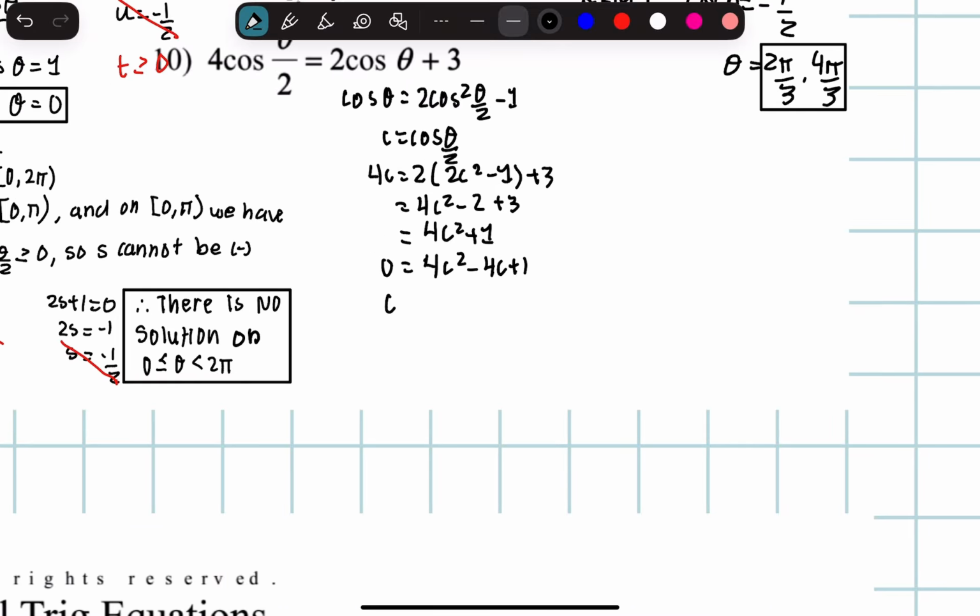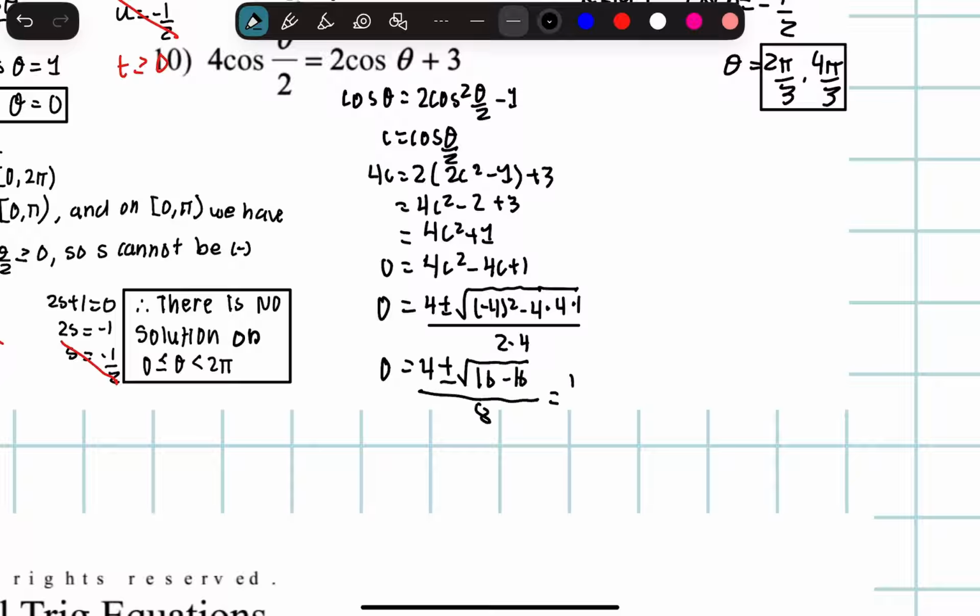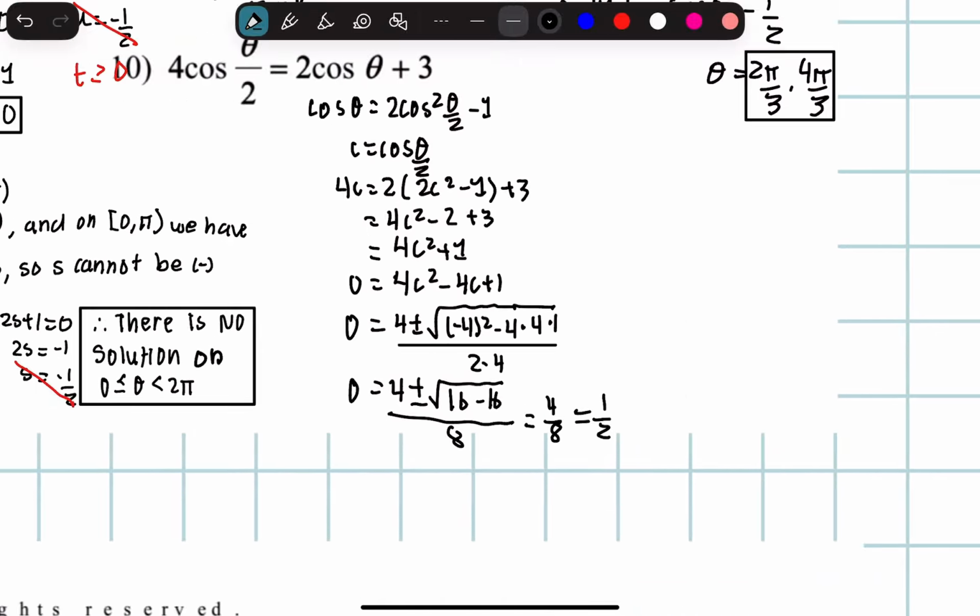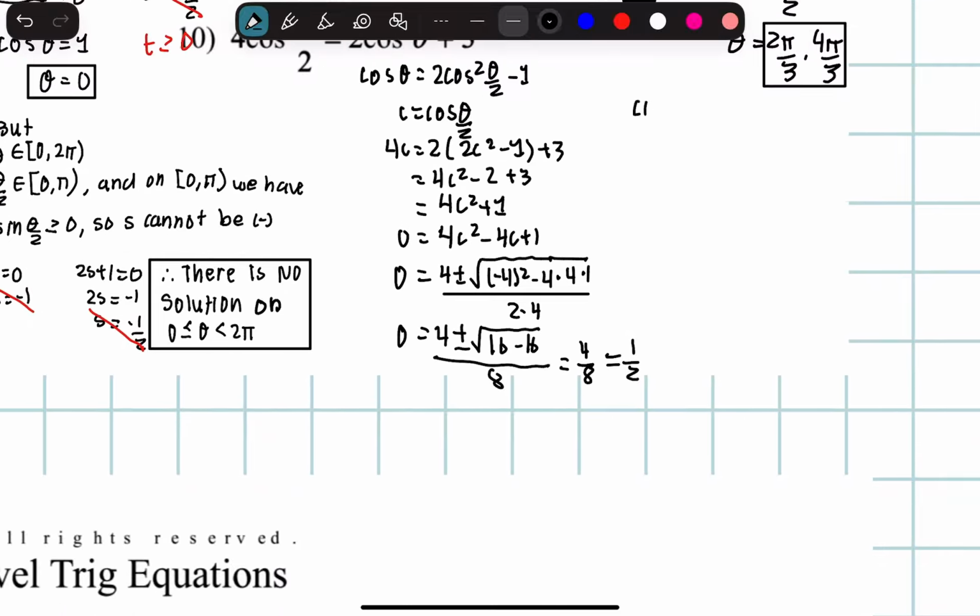So now we have a quadratic. c is going to be equal to 4 plus or minus the square root of negative 4 squared minus 4 times 1, and we're going to divide this by 2 times 4. Okay, this is not c, this is 0. So that's going to be 4 plus or minus the square root of 16 minus 16, divided by 8. That's going to be 4 over 8, which is equal to 1/2. So thus cosine theta over 2 is going to equal 1/2.